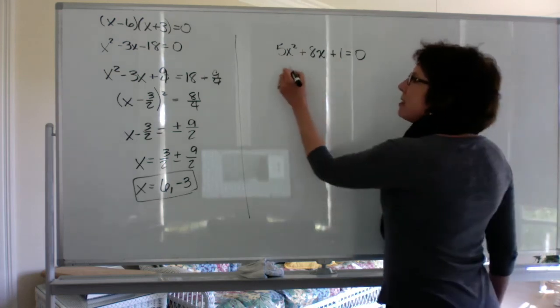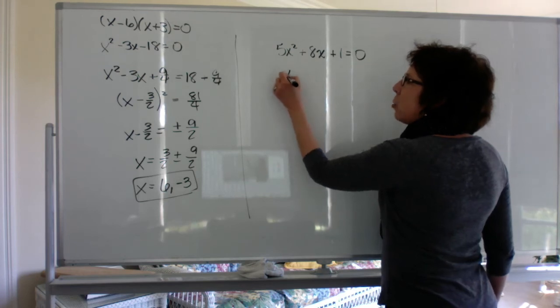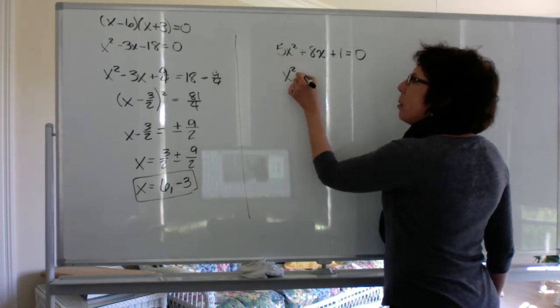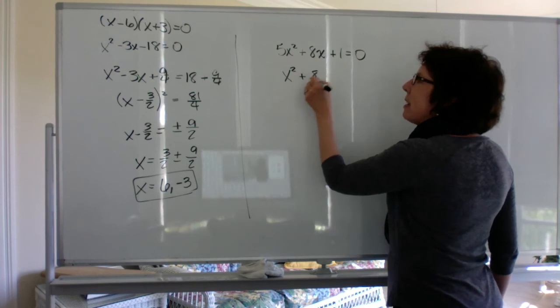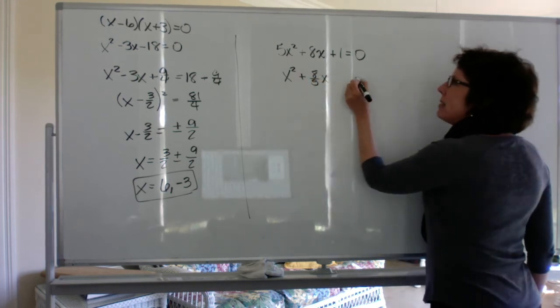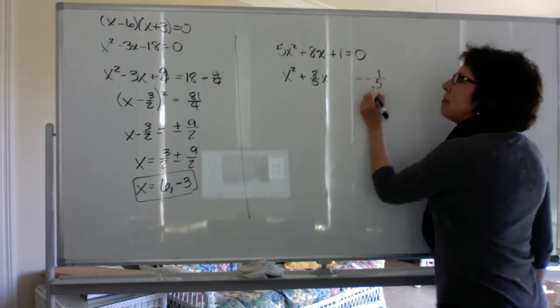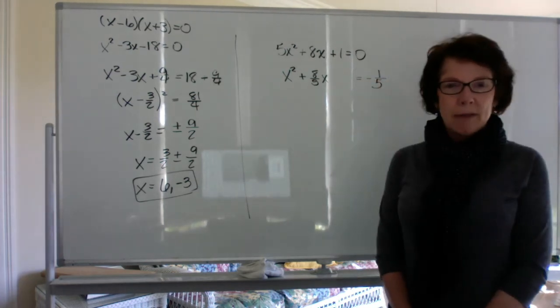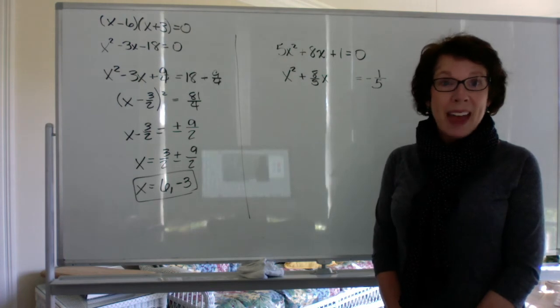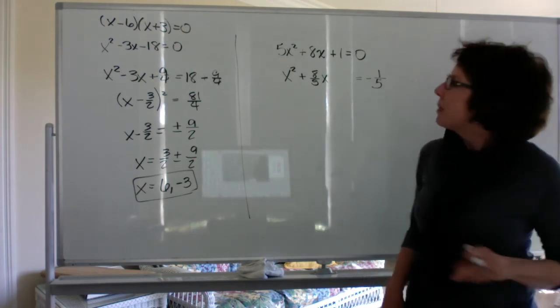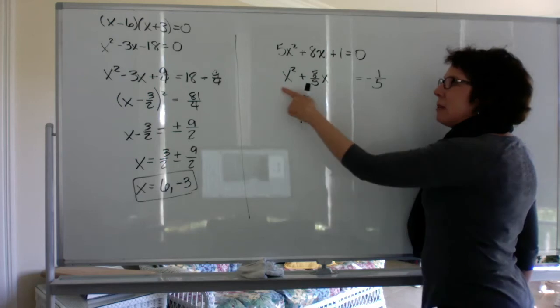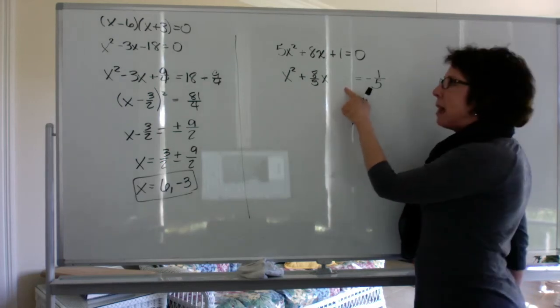So this is going to become x squared, dividing by 5, plus 8/5 x, leave a space, equals, this would normally be negative 1, but I'm going to also divide that term by 5. And look what I have. Okay, now let's keep going. Let's go ahead and complete the square on this side. I've left my blank, okay?